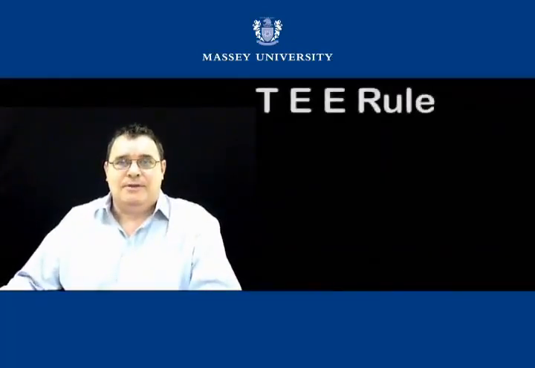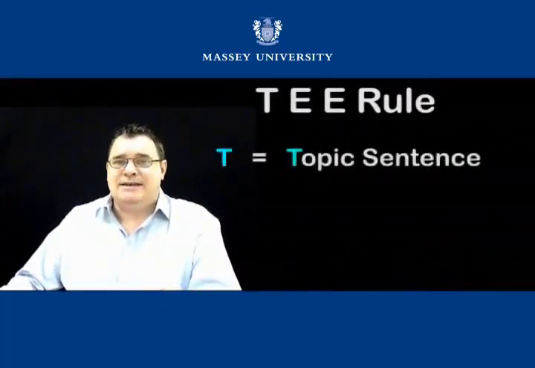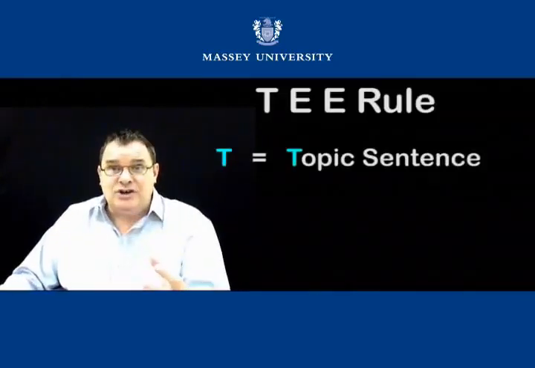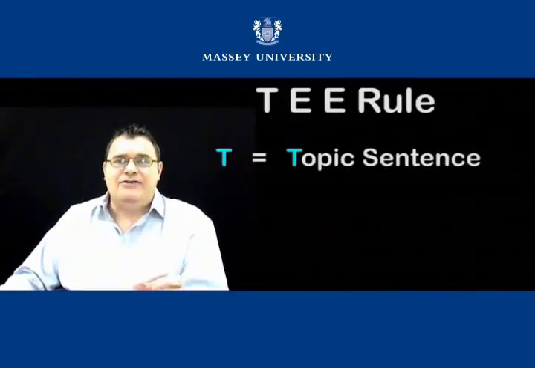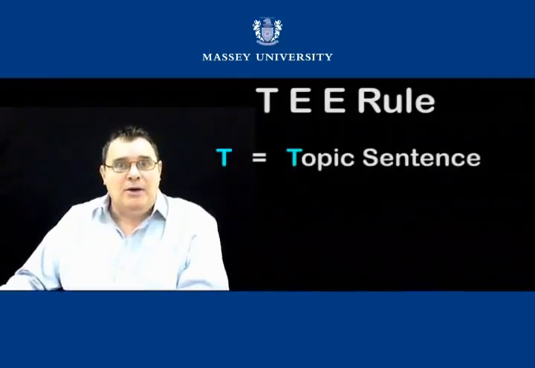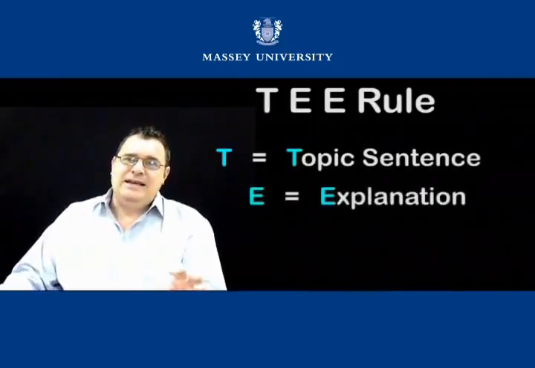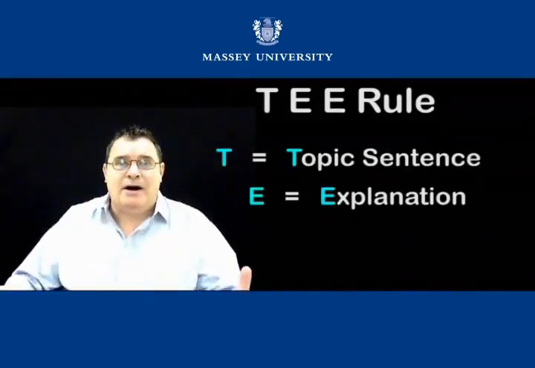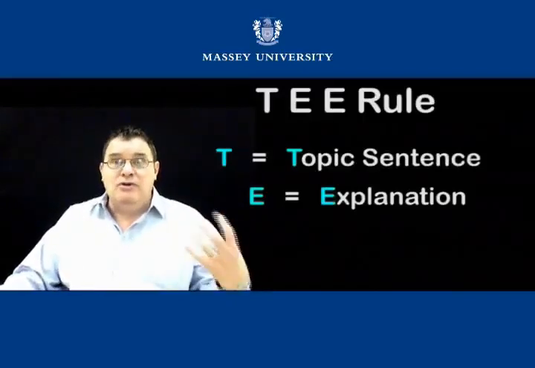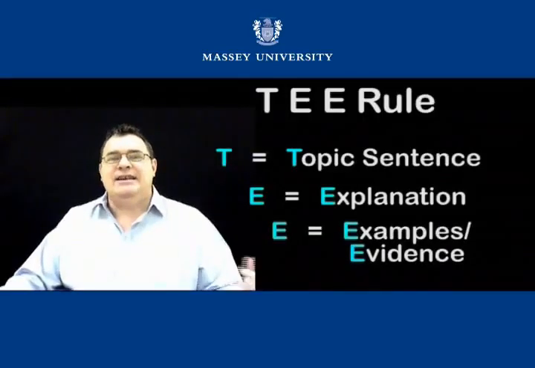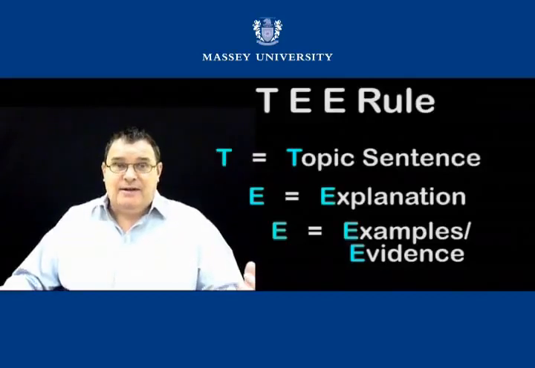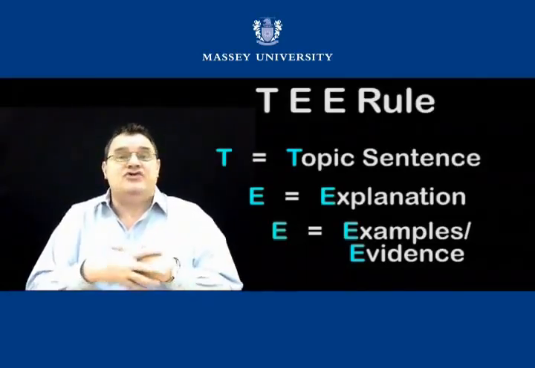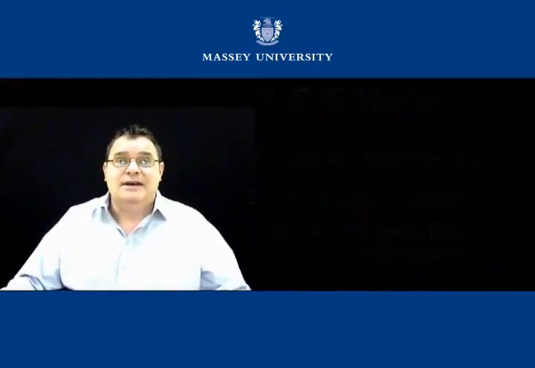To structure and develop a paragraph, we can use the TEE rule. T stands for topic sentence. Make sure your paragraph has a topic sentence. In our paragraph, the topic sentence is, hurricanes are powerful. The first E stands for explanation. Explain the topic sentence. Why are they powerful? Because they are large, because they move quickly. And the second E is for examples or evidence. The evidence of their power is that they can destroy a small town in a matter of hours. So let's have a look at a diagram which represents this structure.